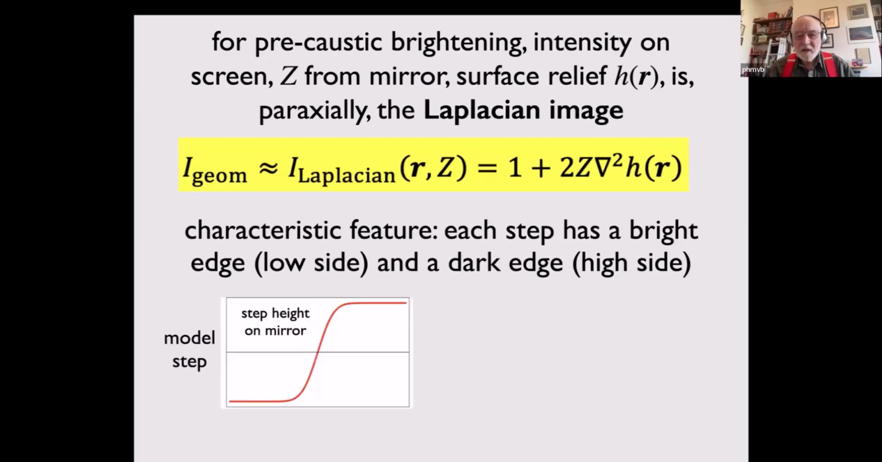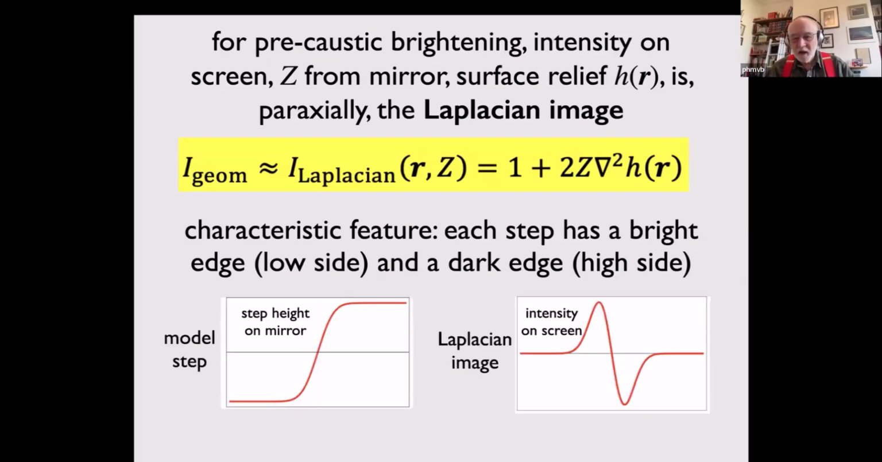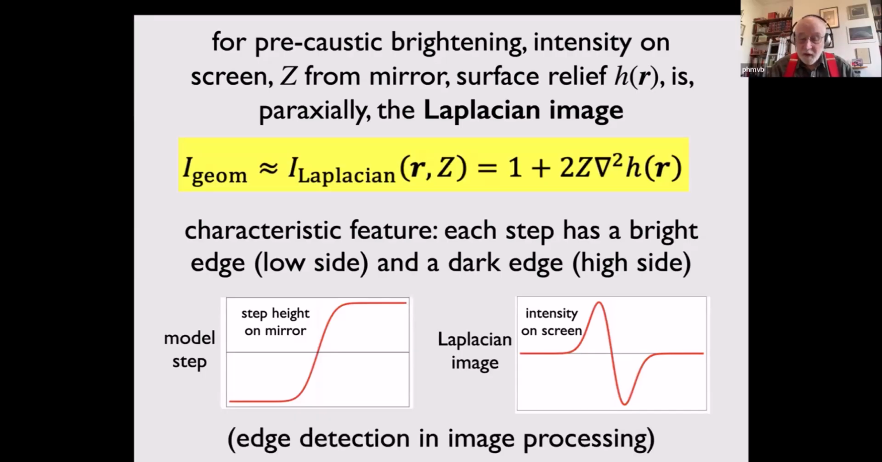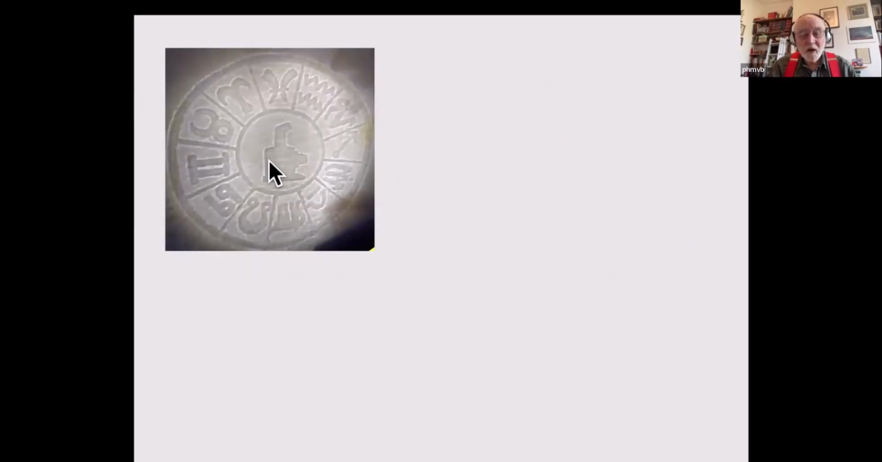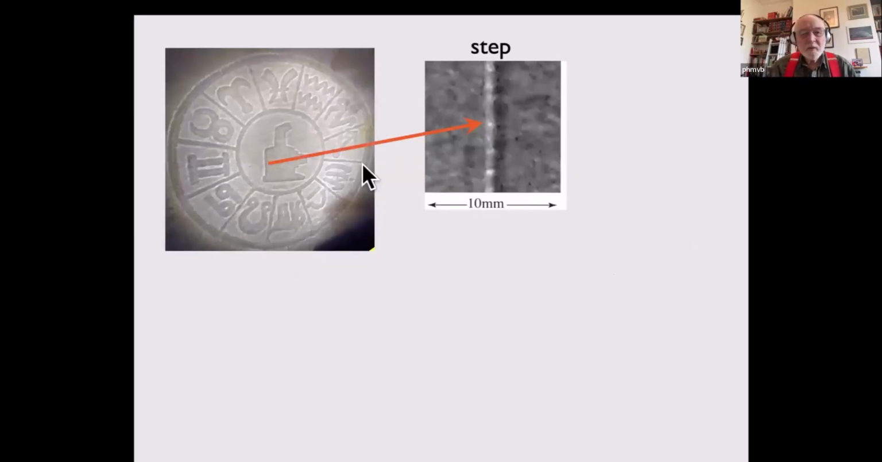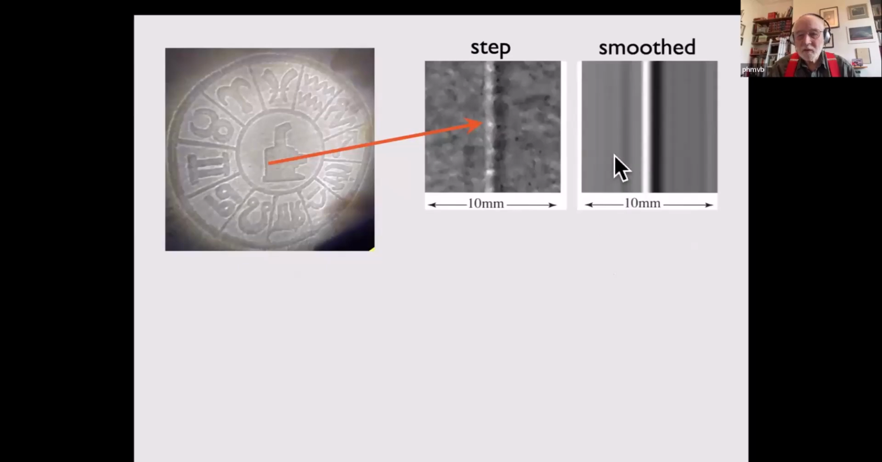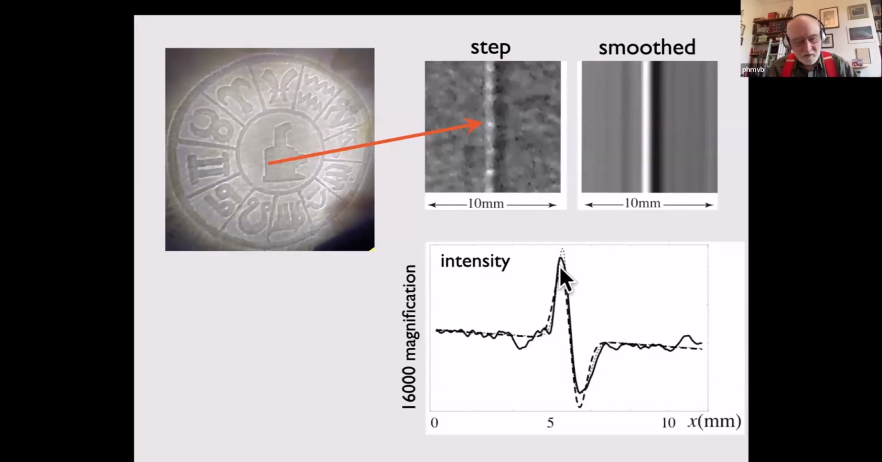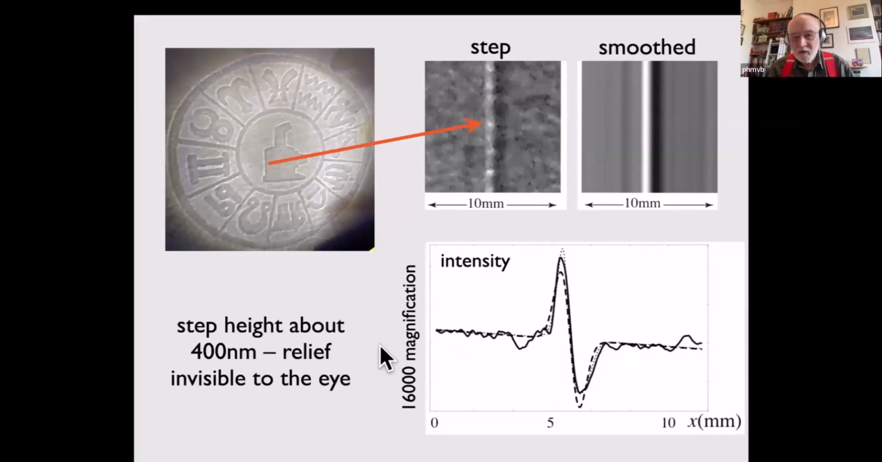Each step has a bright edge on the low side and a dark edge on the high side. By the way, this optics automatically generates the same transformation as is used for edge detection in computer graphics. Well, you can see these bright edges and dark edges, and you can test the theory. You scan across and you see a bright and dark, you smooth it to go up and down, and then you can scan across and fit to the theory, and it's several different, almost similar fits here. I won't go into details. And from that, you can determine that the step height is about 400 nanometers.